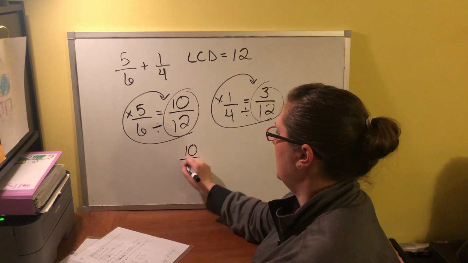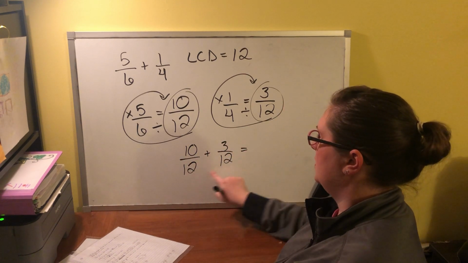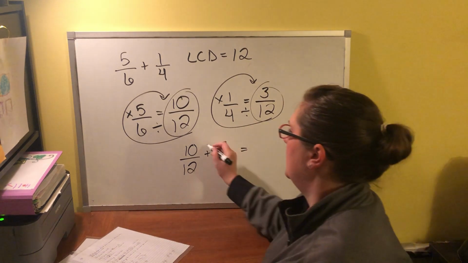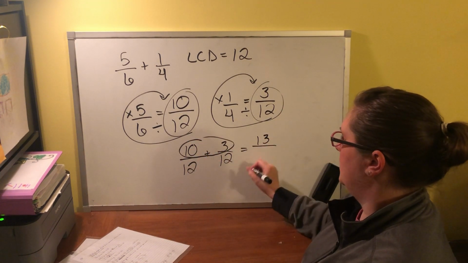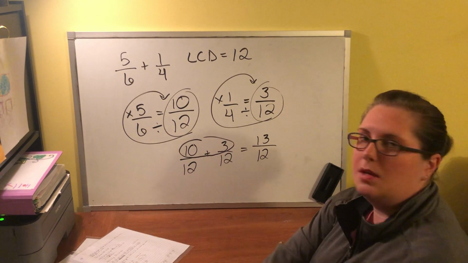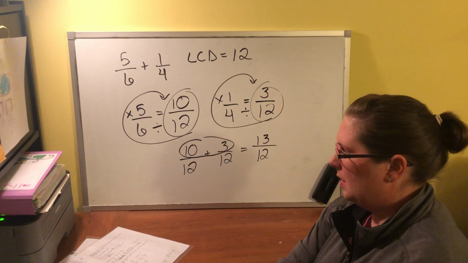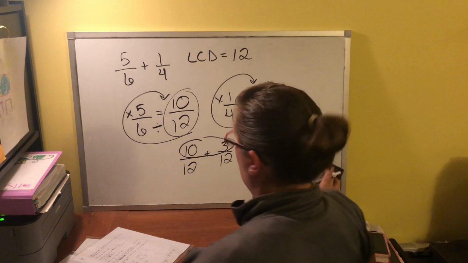So I have 10 over 12 plus 3 over 12, and I can add them because the denominators are the same, they're both 12. Add the numerators. 10 plus 3 is 13, and it stays over 12, and that is an improper fraction. All right, let's go ahead and look at another one.